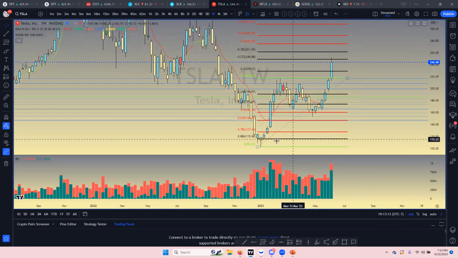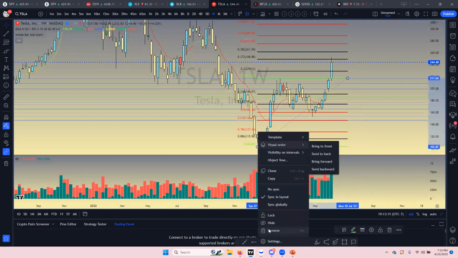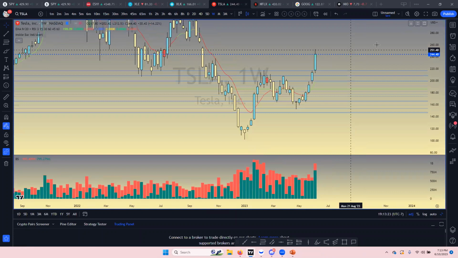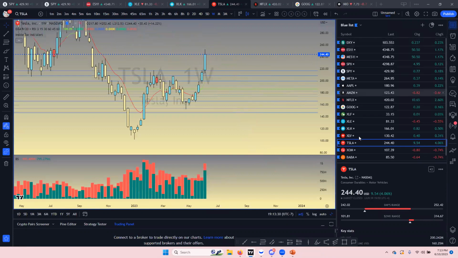So as you can see, it works on every time frame. There's Fibonacci on every single time frame out here trying to make some money. So use it to your advantage. Intraday, swing trader, scalper, all that stuff. It's here for you.